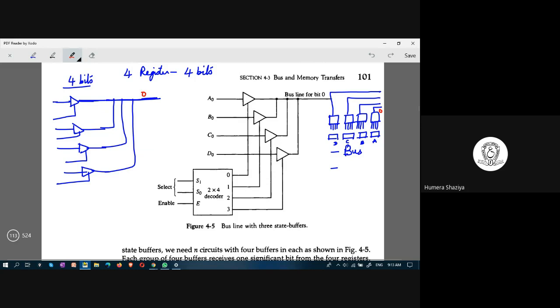Each one would be connected to the one bit from every register. Here you see how this is connected. This A naught, this is B naught, this is C naught, and D naught. This mux 0 would connect 0th bit of all 4 registers. Likewise, these 3 state buffers connect A naught, B naught, C naught, D naught. And from these 4 buffers, we could generate one line for the bus system.